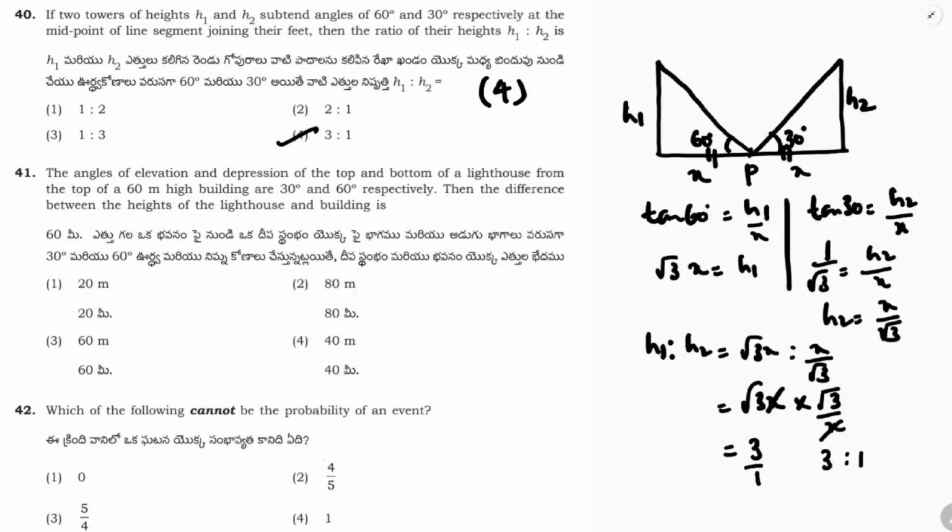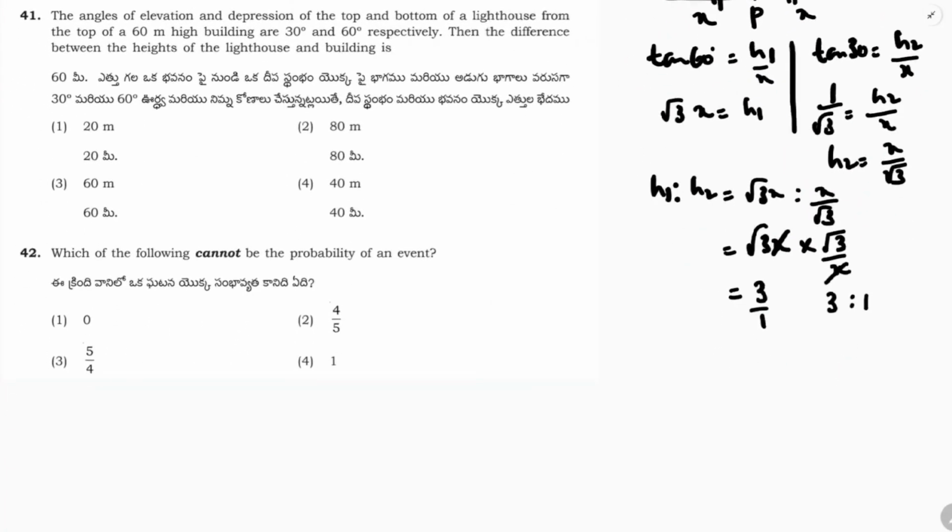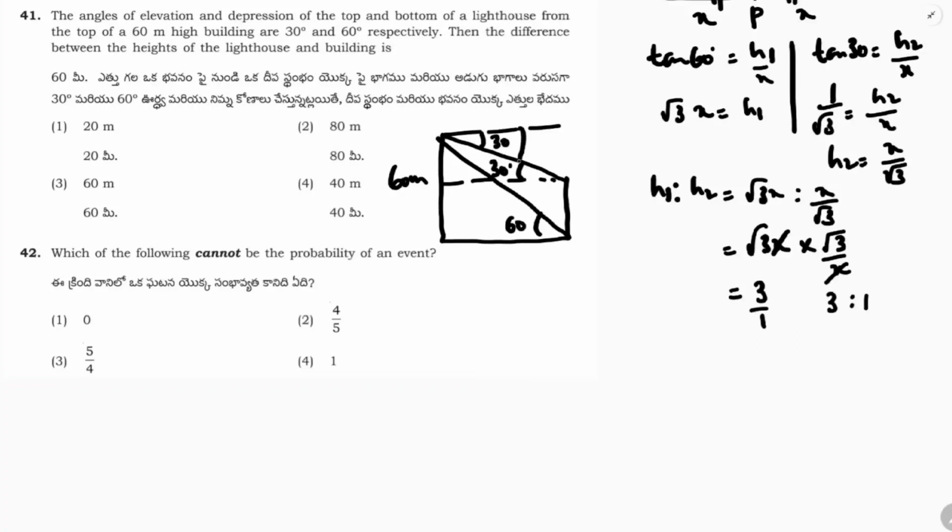Next one. The angle of elevation and depression of the top and bottom of a lighthouse from the top of a 60-meter high building. From here, they saw the top and bottom of the lighthouse at angles of depression 30 and 60. Then the difference between the heights of lighthouse and building. So we need to find the height of the lighthouse first. So this I will consider as x. If this is h, this will be h and this will be 60 minus h.